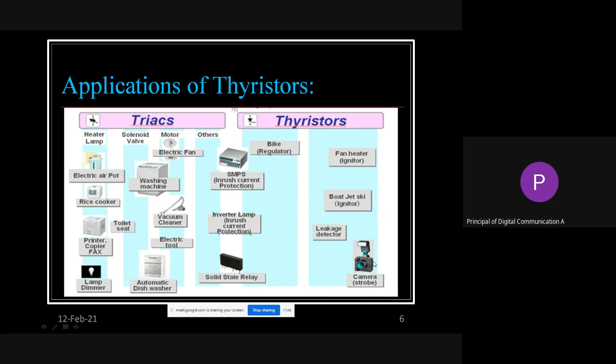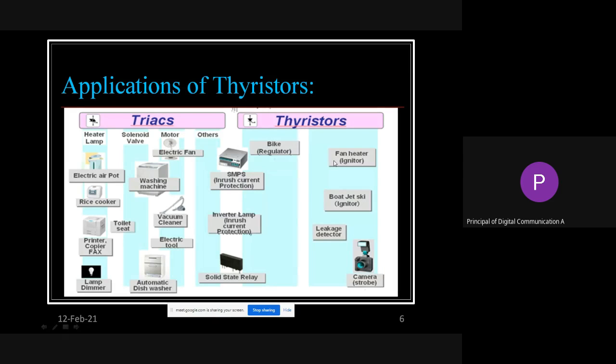So how is it going to be used in cameras? How does the camera work? We all know that when we click the button, the shutter opens and gets closed. So at what time the shutter should open, for what time the shutter should be open, and after how much time it should turn off. That is done by this particular thyristor family or the SCRs. So normally it is going to be used over there.